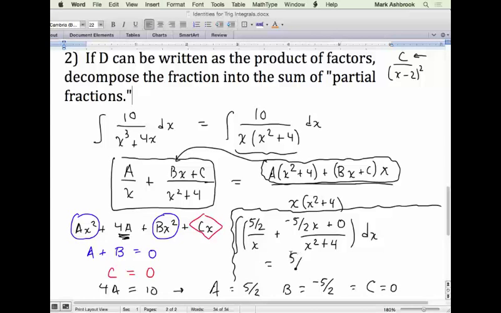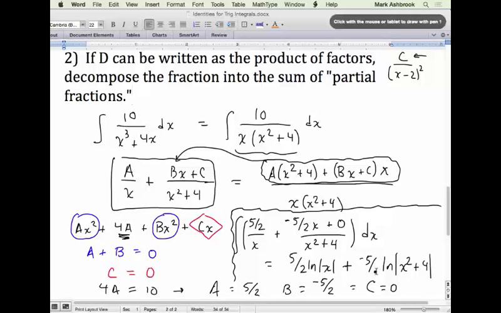Okay, so how do we do 5/2 over x? Natural log, 5/2 natural log x. And let's see if anyone's learned anything. How do we do -5/2 x over x squared plus 4? Undoing chain, because what you have here is essentially the derivative of what's in the denominator. So it's going to be -5/2, what? Natural log of x squared plus 4. But then we'd have to check this, and I think we have another 2, right? We're going to have a 2x, therefore we need the 1/4 here.